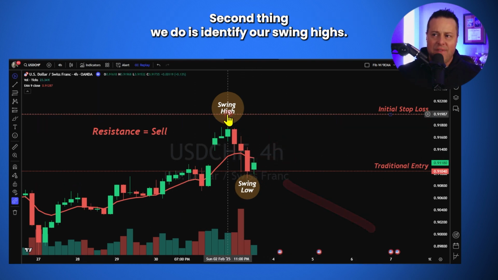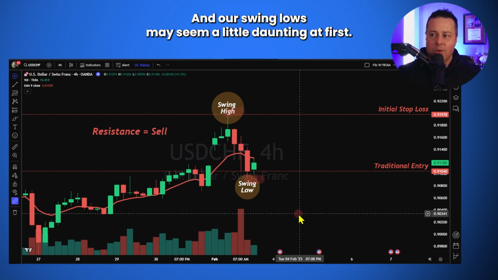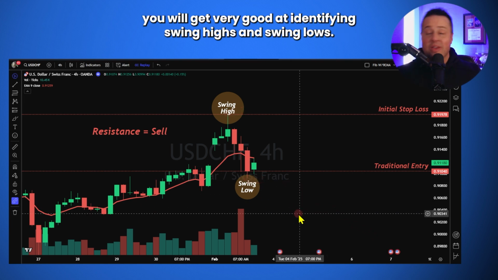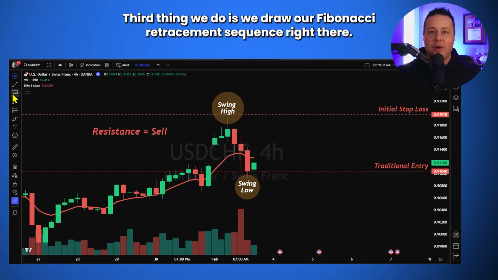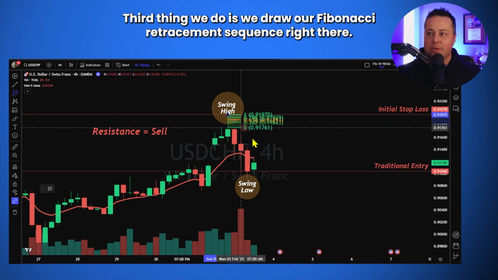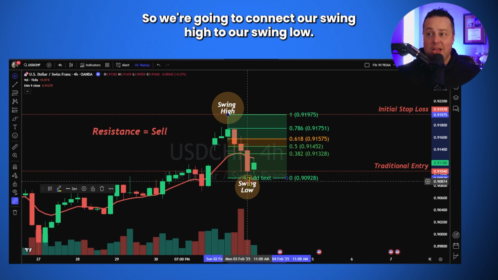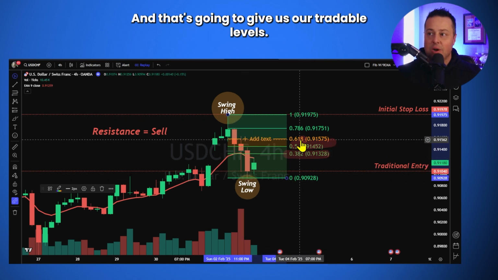Second thing we do is identify our swing highs and our swing lows. May seem a little daunting at first. With some practice and a little bit of time, you will get very good at identifying swing highs and swing lows. You'll be seeing them in your sleep. Third thing we do is we draw our Fibonacci retracement sequence. Right there, it's a sell, so we're going to connect our swing high to our swing low, and that's going to give us our tradable levels.